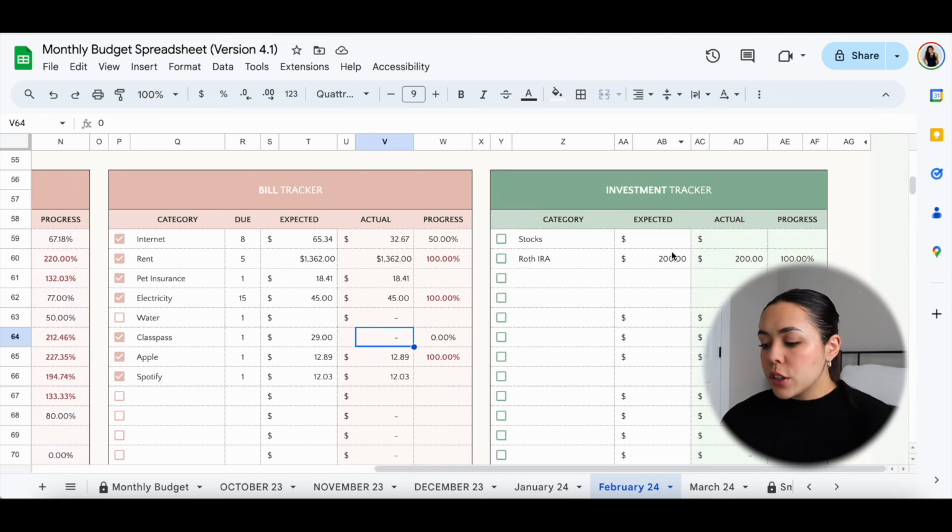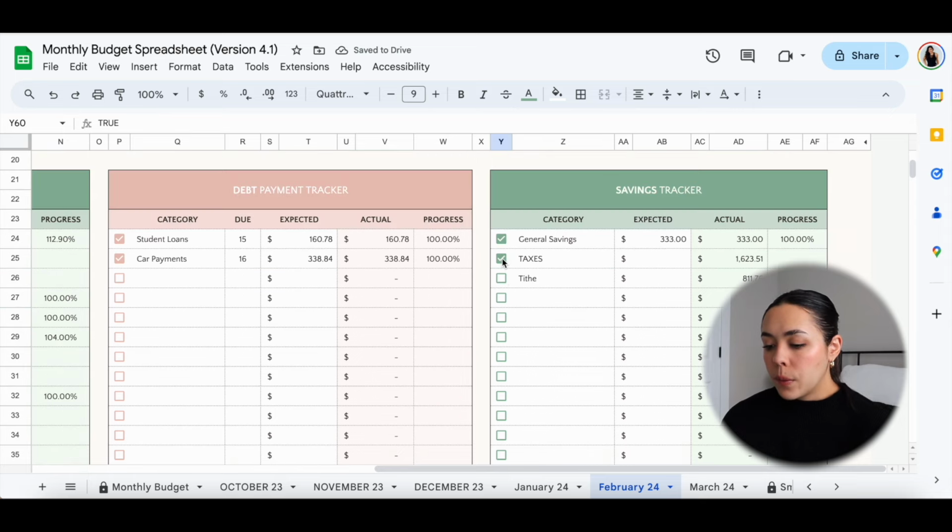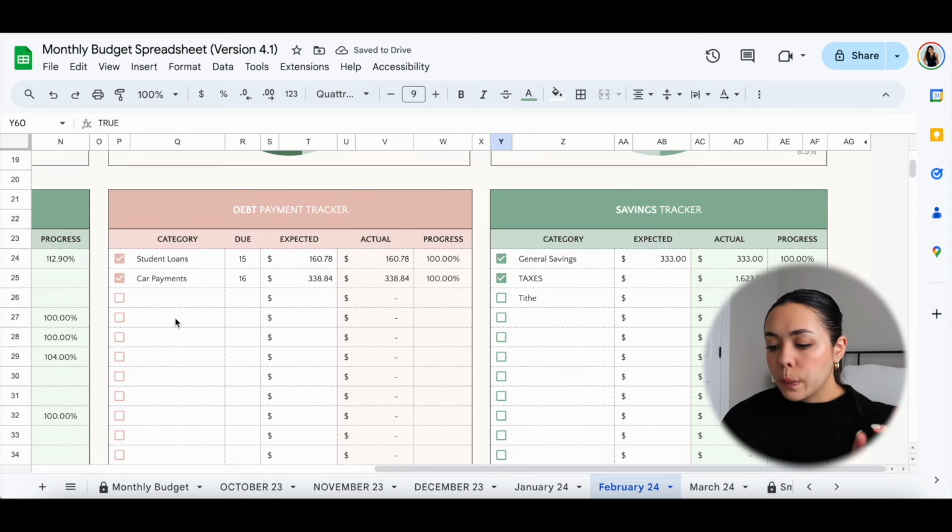Contributed $200 to my Roth IRA. Put my $160 towards my student loans, $338 towards my car payments. And then also I have been working on building up my general savings. So I transferred $333 into my savings.